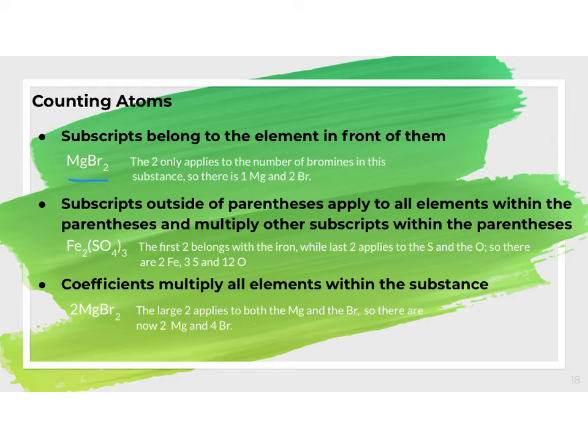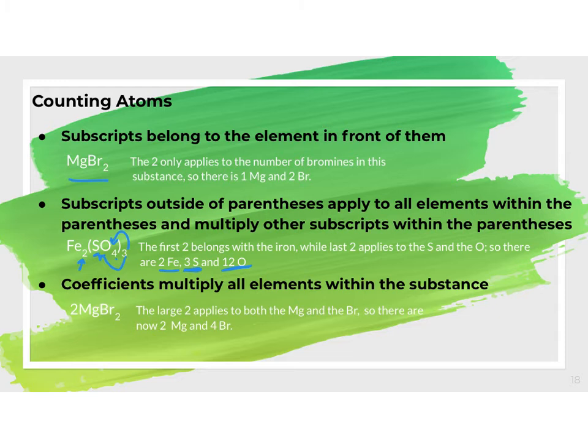All right, so any subscripts outside the parentheses are going to be like the distributive property in math. So this 3 is going to apply to the sulfur, but it's also going to apply to the oxygen. Now I only have 1 sulfur here, so 3 times 1, I would have 3 sulfurs, and then I have 4 oxygens in each sulfate ion, so 3 times 4 would give me 12 oxygens. And notice that that 3 doesn't apply to the iron because the iron is outside of the parentheses. So we only have 2 iron based on this subscript.